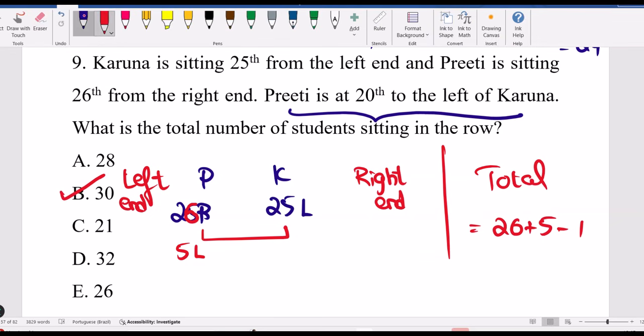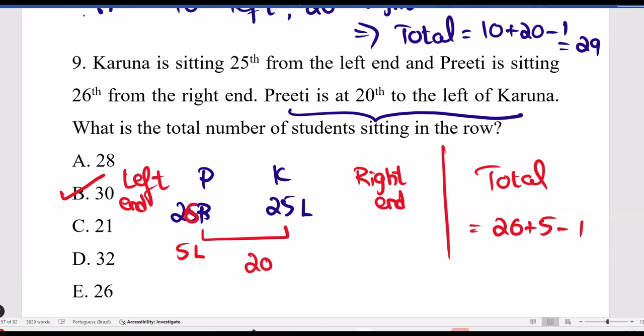When you are going left from Karuna, already Karuna is 25th from the left. When I am going left means I am going close to the left side. I have to decrease that 20 here. This should be 25 minus 20. I am going close to that. If I'm going right to Karuna, I should increase plus 20 because I'm going away from left side. I should increase. Try to understand that. Why I subtracted 20? Don't memorize. Understanding is important.